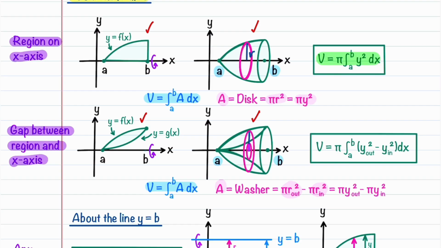Each radius is equal to y, so our area is pi times y out squared minus pi times y in squared. The volume for our solid of revolution can then be found with the formula V is equal to pi times the integral from a to b of y out squared minus y in squared, times dx. Whenever you use disks and washers and you're rotating about the x-axis, you're always integrating with respect to x.